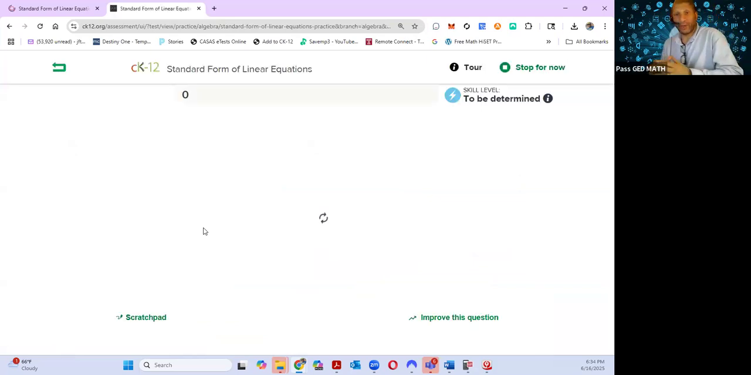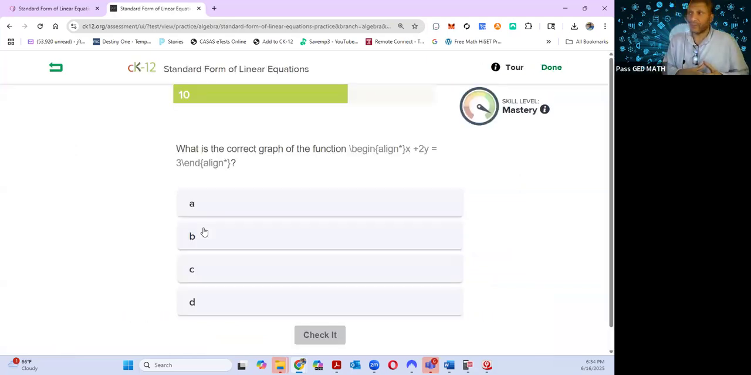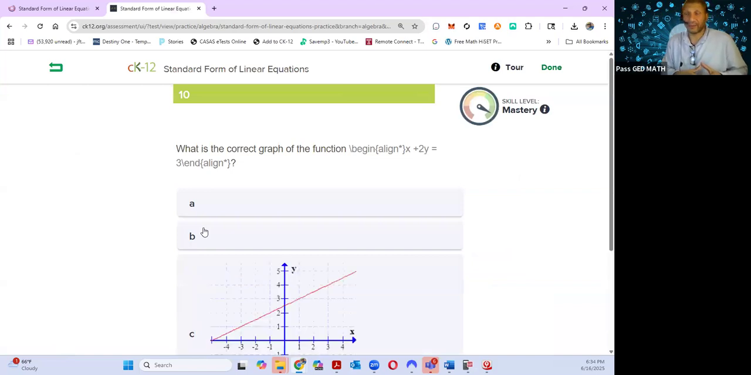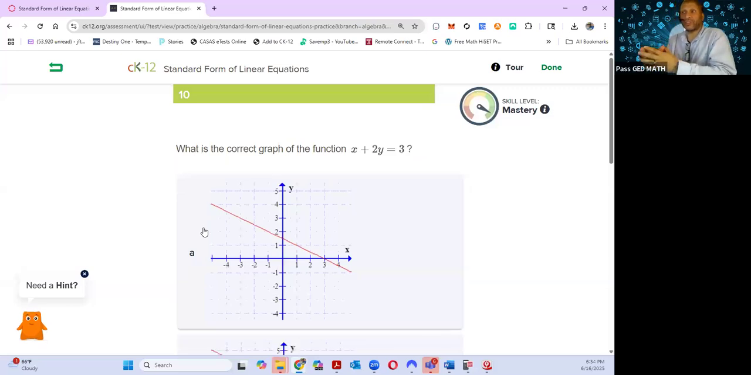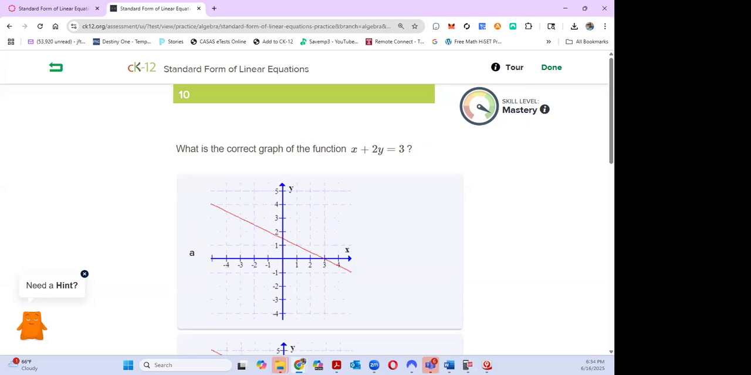So the difference is AX plus BY equals C. This is the type of question you can expect to see. Sometimes they say, what is the correct graph for y equals 2x plus 3? That's slope-intercept. This is a little different. This is asking what is the correct graph for a linear equation that's in standard form. So the important part is you've got to identify that it's in standard form.